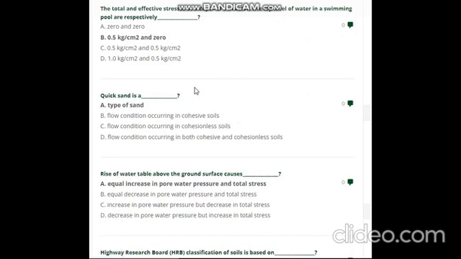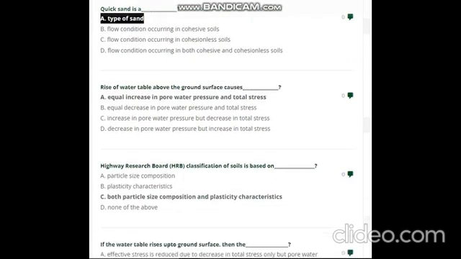In page number 5 in soil mechanics and foundation engineering, the first question: the total and effective stress at the depth of 5 meters below the top level of water in a swimming pool are respectively 0.5 kg per centimeter square and 0. Quicksand is a type of sand. Simple. And A answer is correct.